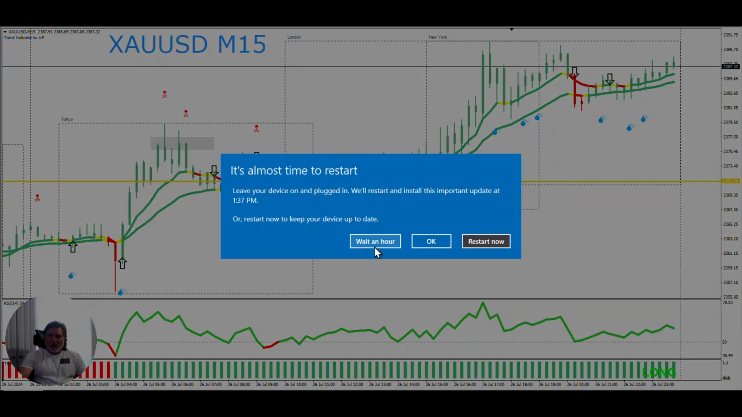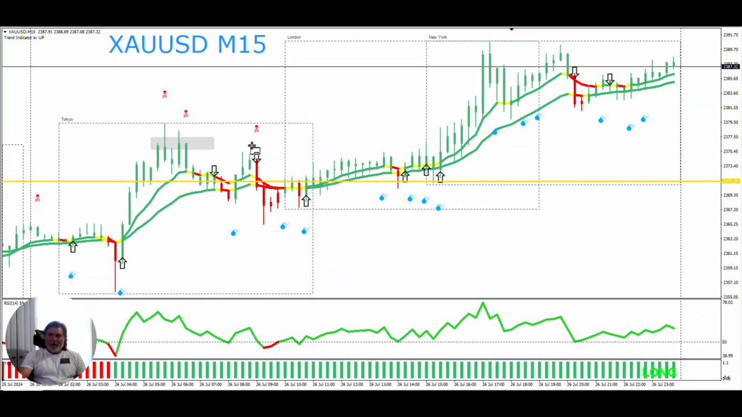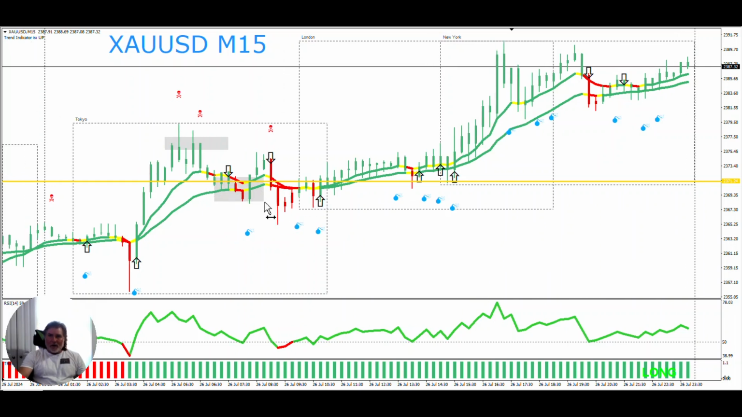Whoop, I do not want to do that right now. Thank you. Let me see that I still got it. Another area of sidewaysness right there. And actually this one continued on all the way till over here where you got the first trade in London. You can see now why you want to stay out of this area. First trade of London went up, made you lots of money.